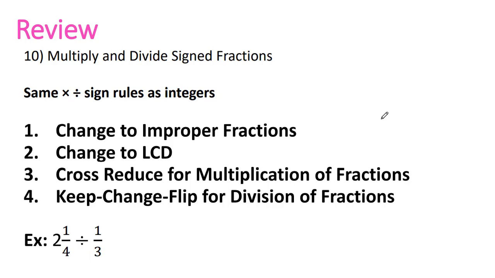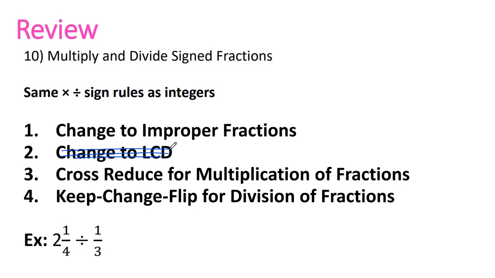For lesson 10, where we're multiplying and dividing signed fractions, we're going to follow the same sign rules as integers, and we're going to follow the same fraction rules that we learned in Module 1. So we're going to change to improper fractions. This time we're not going to change to our lowest common denominator. We don't need that for multiplying and dividing, but we do need to cross reduce for multiplication, and we do need to keep, change, and flip.